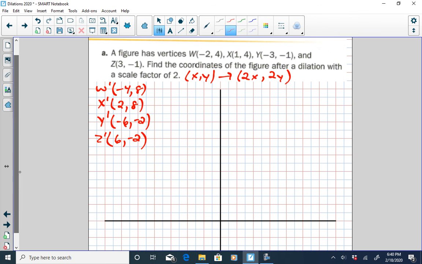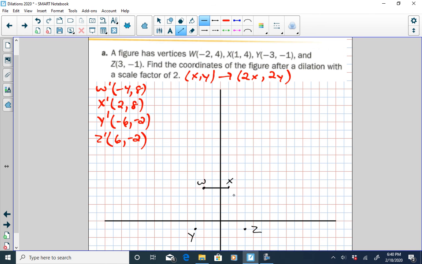All right, but let's draw it and make sure that our dilations are correct. So let's start with the original. Negative 2, 4. It's going to be W. Then we have 1, 4. That's going to be X. We have Y at negative 3, negative 1. It's going to be our Y. And Z is going to be at 3, negative 1. There's our Z. All right, connect our points. Looks like we're here, here. Connect our points with straight lines. That looks good.